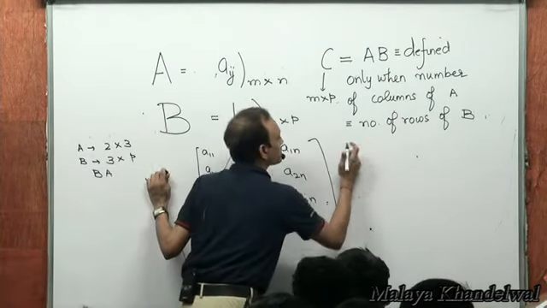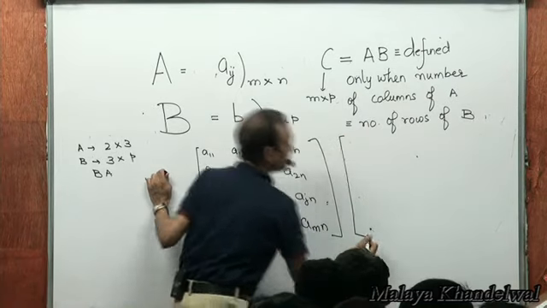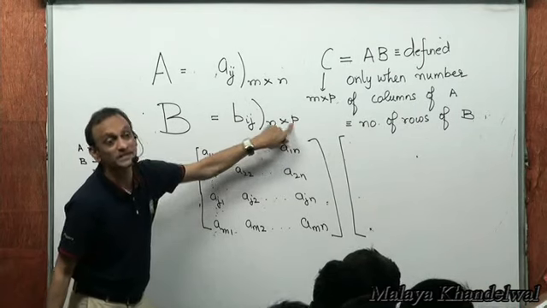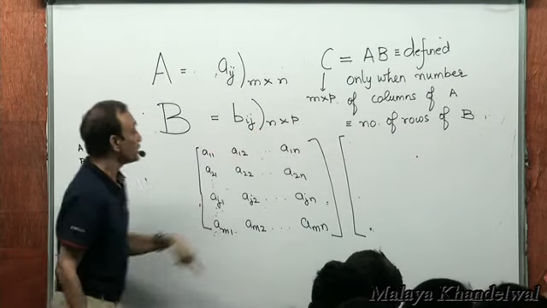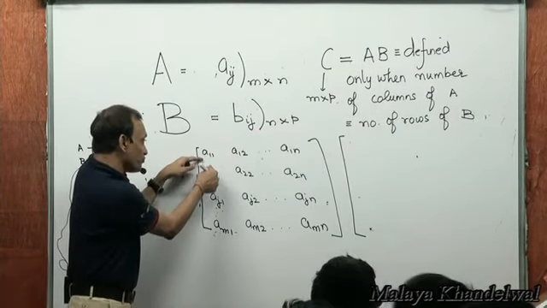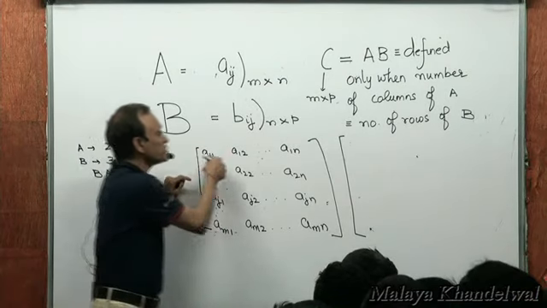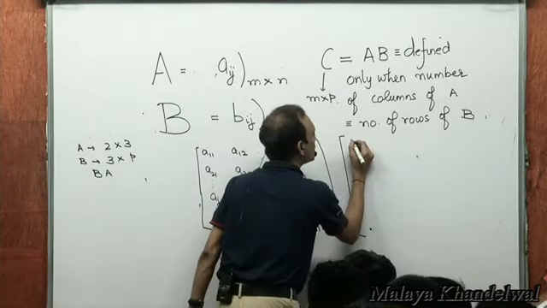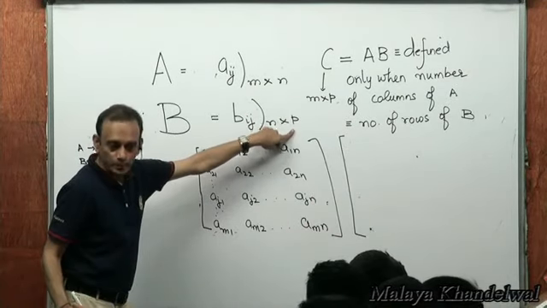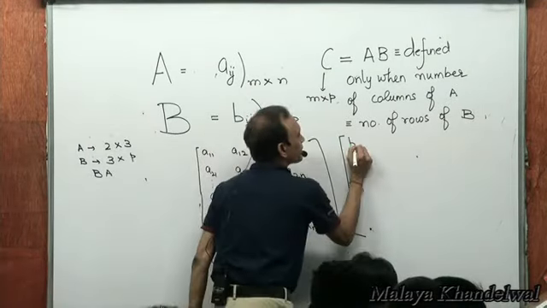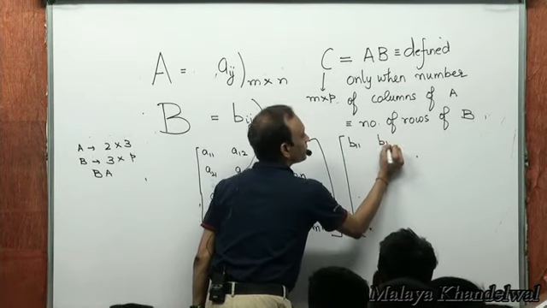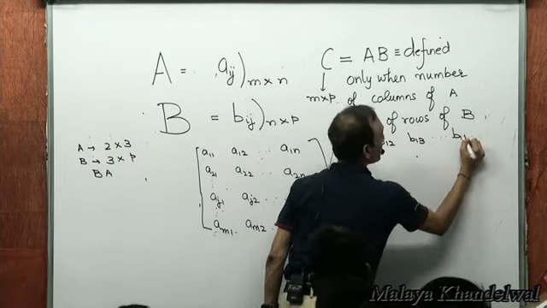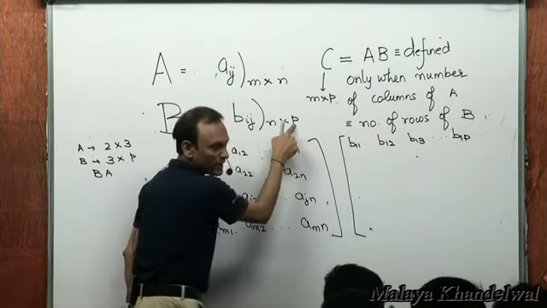And this I want to multiply with a matrix B. B must have n rows and p columns. The number of rows of B going this way must be equal to the number of columns of A, right? Now B is, say, n rows and p columns. So B is like B11, B12, B13, B1p, right? P columns. Do you realize that? It has p columns.